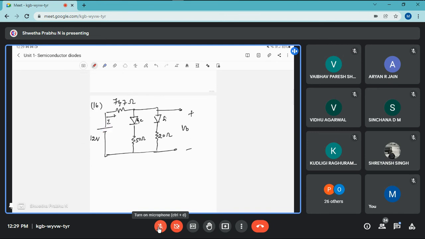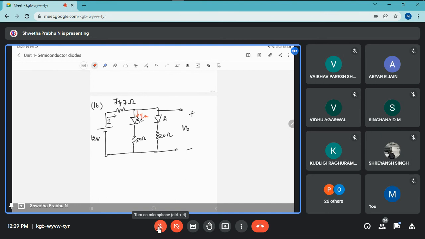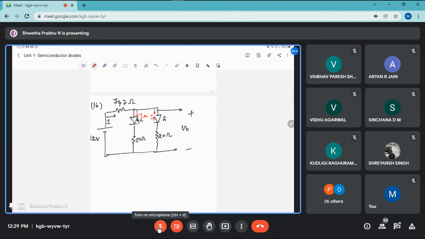So as soon as you power on, that is 12 volts, main current I starts flowing through the circuit, correct? But here you have germanium diode and silicon diode which are connected in parallel. The main current I gets divided into the branch currents. Say I'll call this as IA and through this path it is IB. Did you understand?